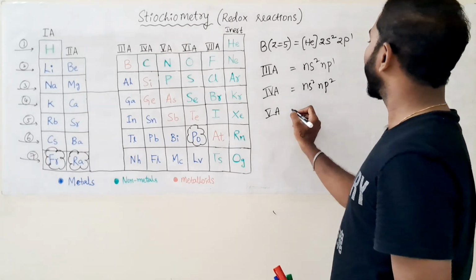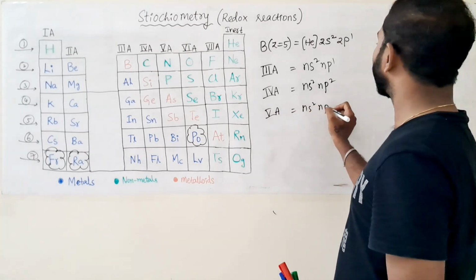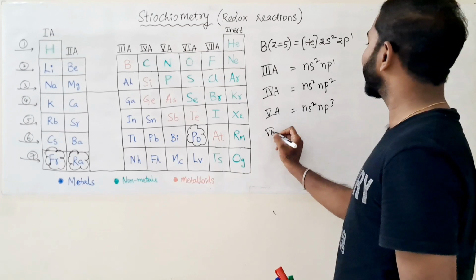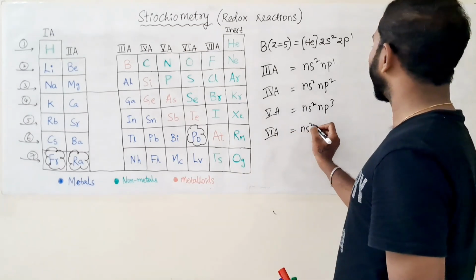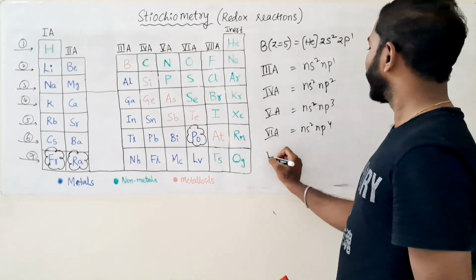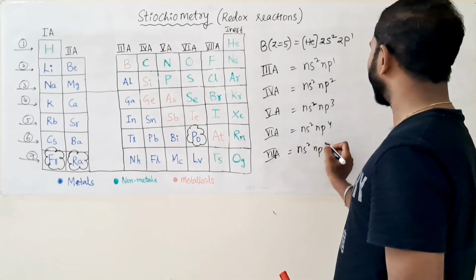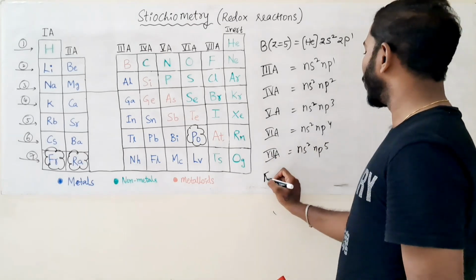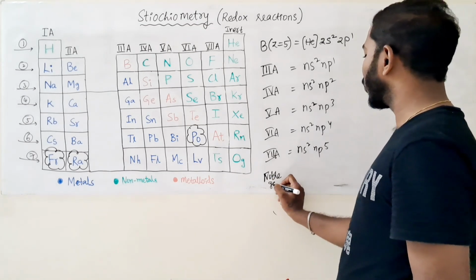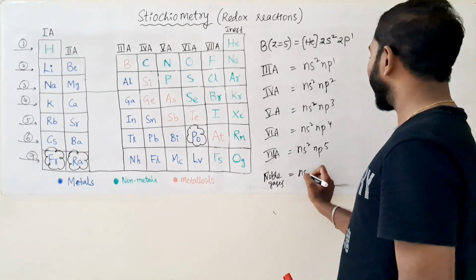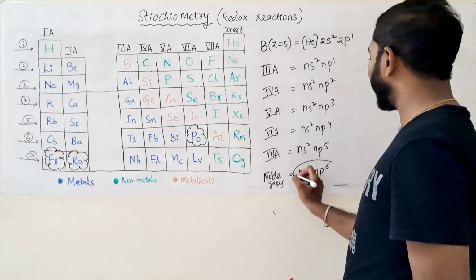For fifth A, it is ns2, np3. For 6th A, it is ns2, np4. For 7th A, it is going to come out as ns2, np5. For noble gases, we are going to get ns2, np6.